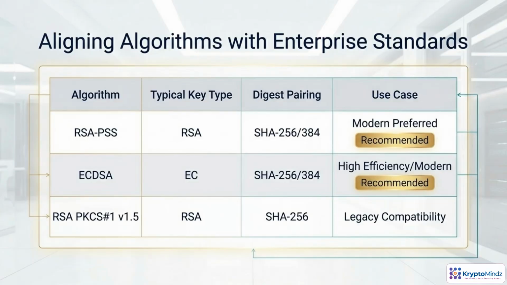Choosing a signing algorithm is about balancing modern security with real-world compatibility. RSA-PSS with SHA-256 or SHA-384 is the preferred modern default when your ecosystem supports it. ECDSA with the same hashes offers high efficiency and is common in newer PKIs and constrained devices. Traditional RSA PKCS #1 version 1.5 with SHA-256 is mainly for legacy systems or strict interoperability. In every case, align algorithm, key type, and hash with your certificate profile and verifier expectations.